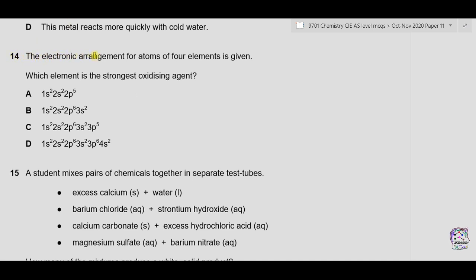Question 14. The electronic arrangement for atoms of 4 elements is given. Which element is the strongest oxidizing agent? We know that oxidizing agent oxidizes others while itself reduces. Now reduction means gain of electrons, so therefore it means that it gains electrons from other elements.